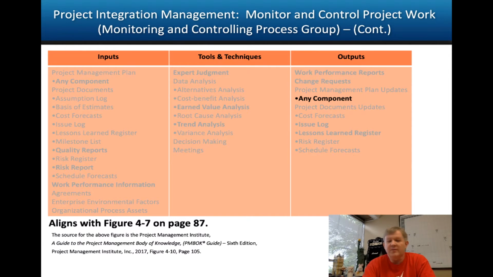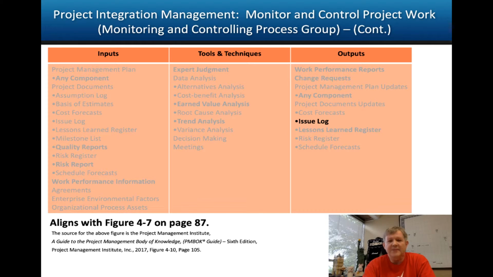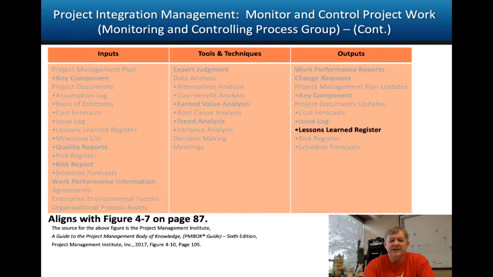Any component of the project management plan can be updated as a result of monitoring performance. In other words, we make adjustments. The issue log can be updated as we see issues or as they resolve themselves. And the lessons learned register can be updated as we see anything that looks good to move forward with, to either make sure we want to repeat as much as possible or never repeat again.